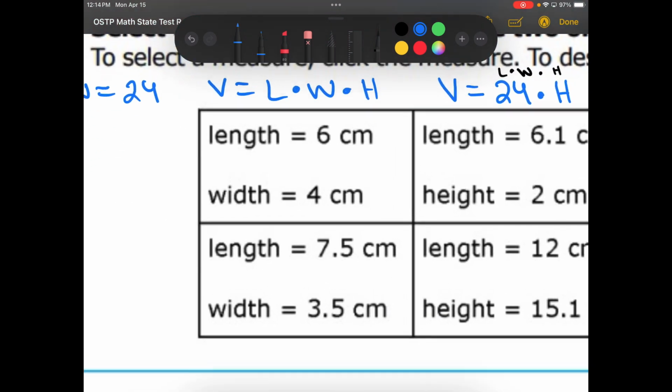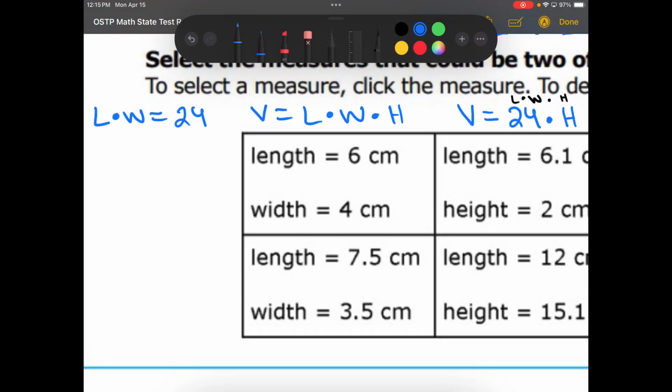All right, let's look at this first one. They give us the length and the width. Well, that's easy, because we know the length times the width has to equal what? So if I do 6 times 4, what's 6 times 4? So could this be a possible dimension of the volume of this prism? Check mark. Yes. All right, let's do the next one.